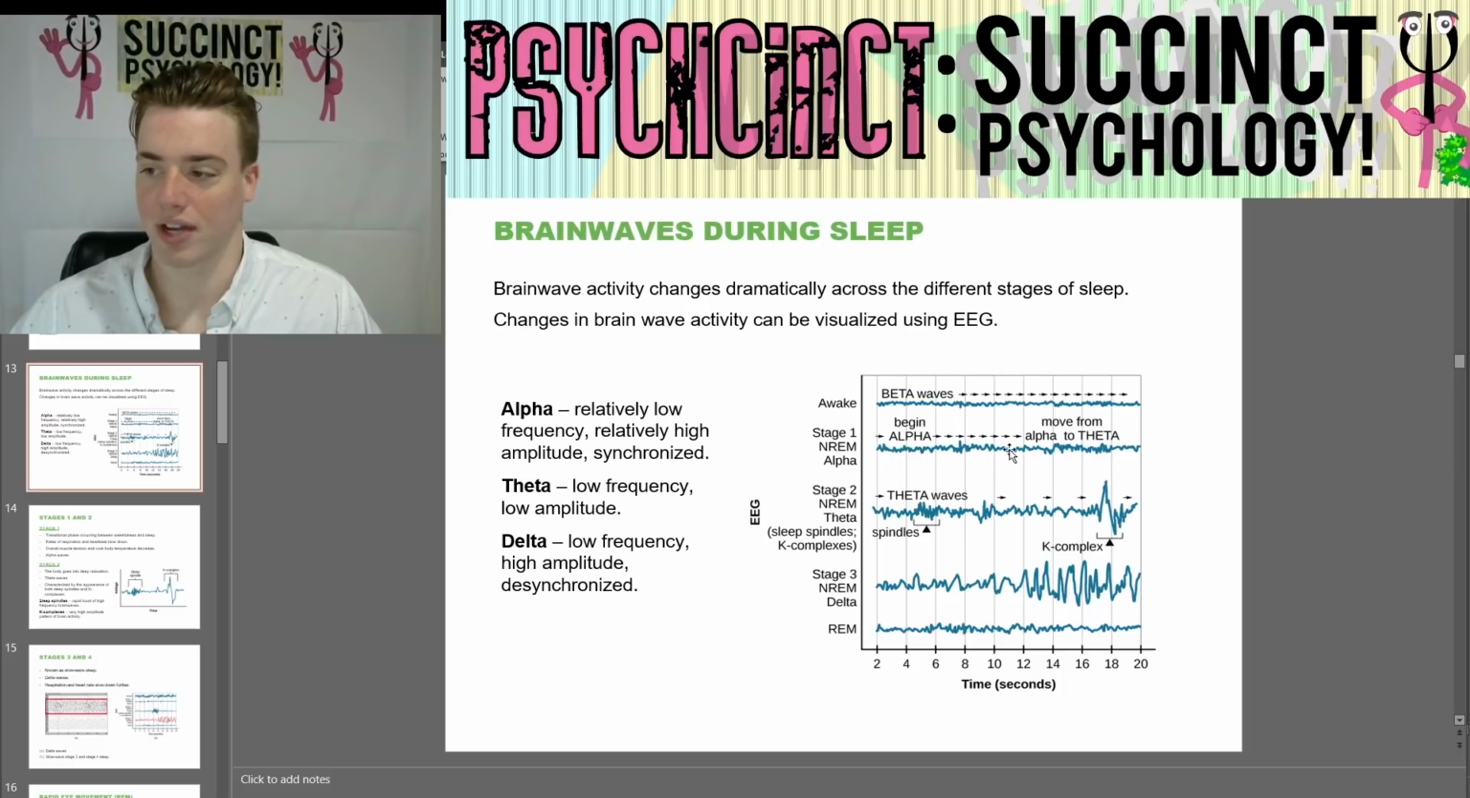So you see here we have alpha. And then we have theta, which is low frequency, low amplitude, and delta, which is low frequency, high amplitude, but they're desynchronized. So again, alpha, theta, you can see the differences in their amplitude and frequency, and then delta. You can see delta gets a little crazy. The brain waves are not super close together, that's frequency, but they have high amplitude. You can see how high up the different peaks go.